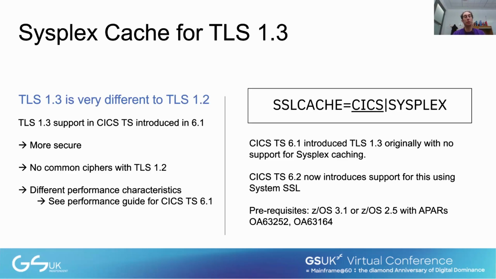We added support for sysplex caching for TLS 1.3. So TLS 1.3 is a very different beast to TLS 1.2. We introduced it in CICS 6.1, but there was no sysplex caching capability available at that point. So that has been added in 6.2 now that the base z/OS support for that is there. And definitely, if you are a port sharing set of cloned server regions, the strong recommendation is to always have the sysplex caching turned on.